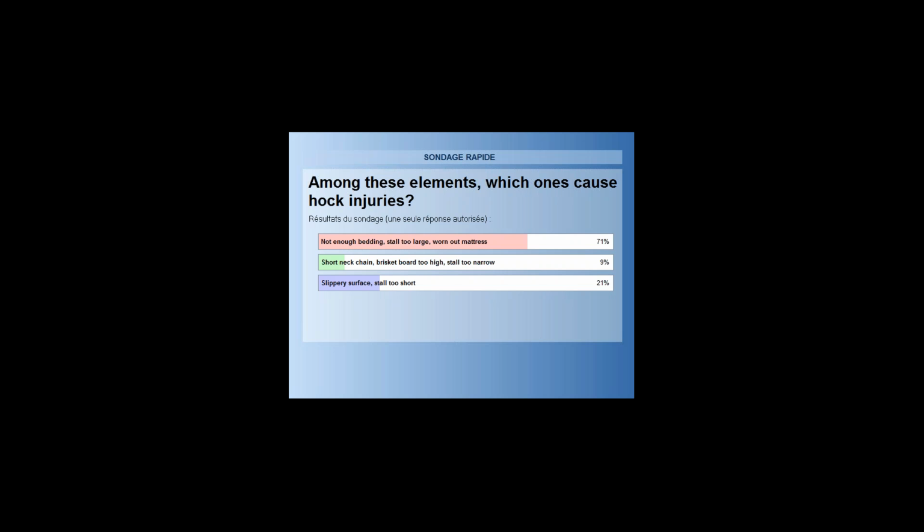All right. So if I understand well, because of the stall too large, this wasn't the right answer. No. So most people got it wrong.